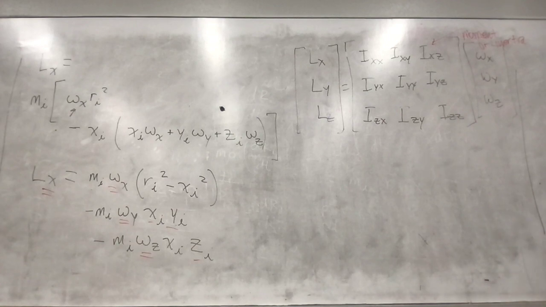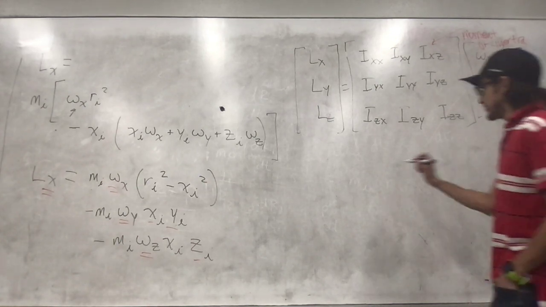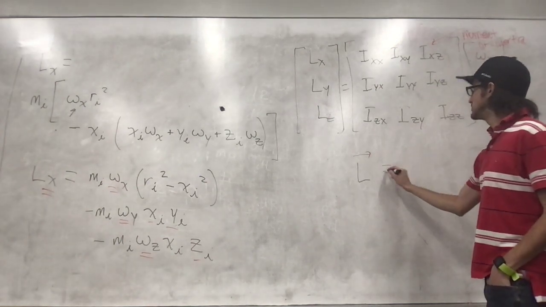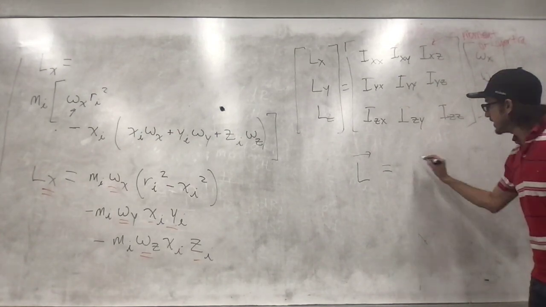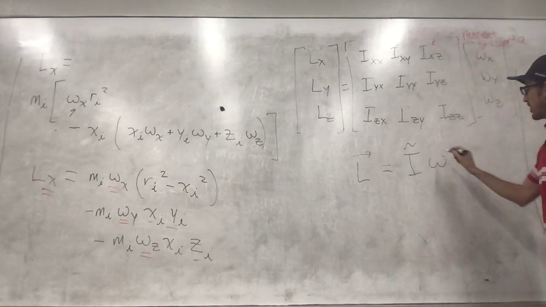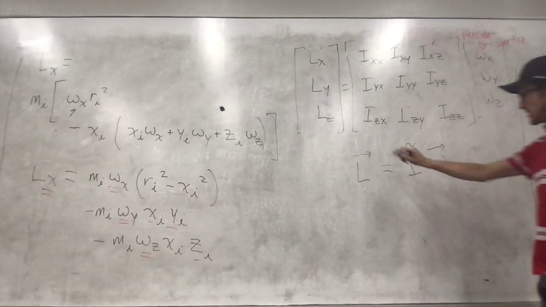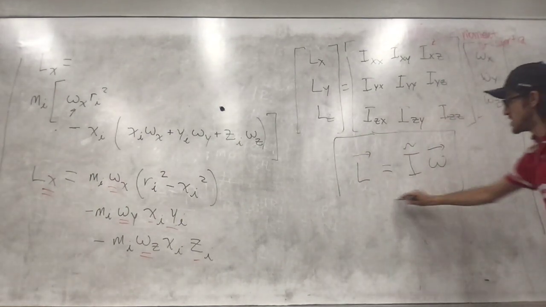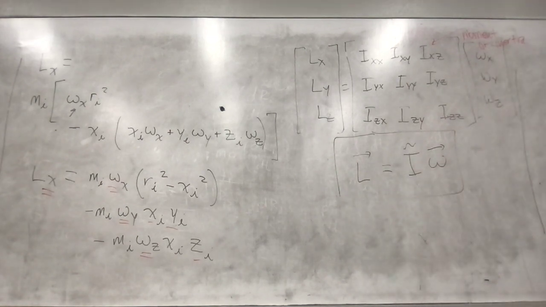So that means that we can write this equation for the angular momentum as L equals, we're just going to call this I, weakly because it's a matrix, times the omega vector. Which is very pretty. I mean, it hides all the ugly details, but it's pretty. So this one is equation 5.9.